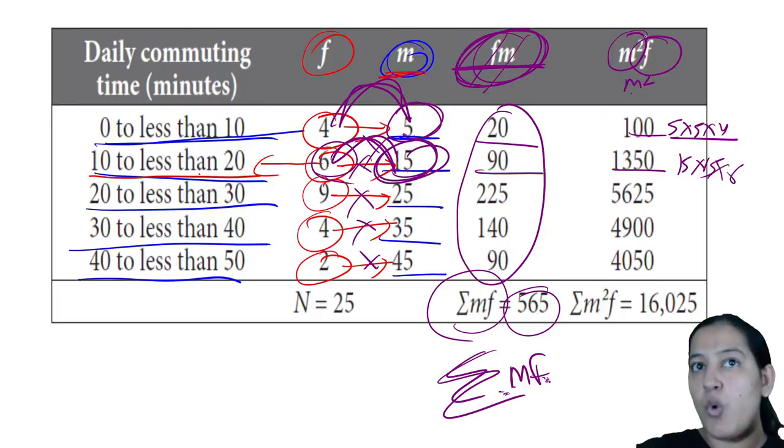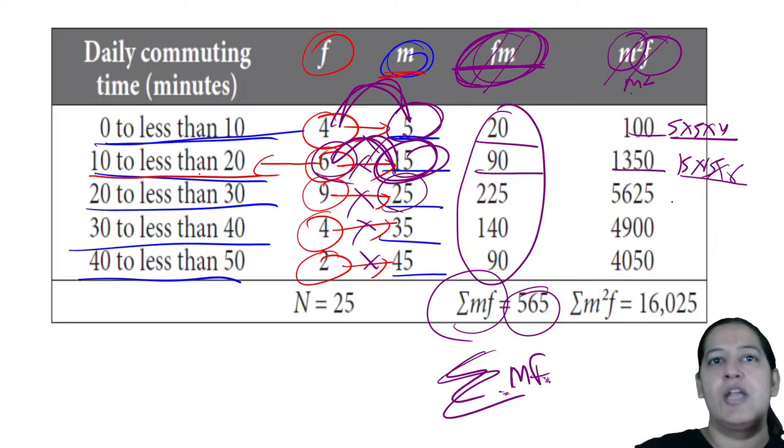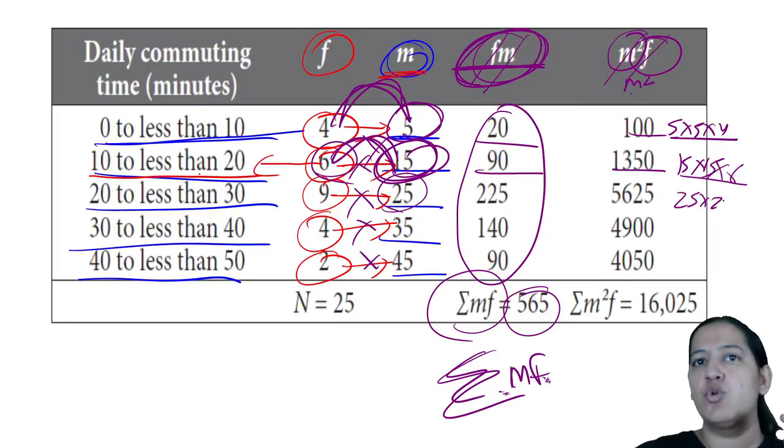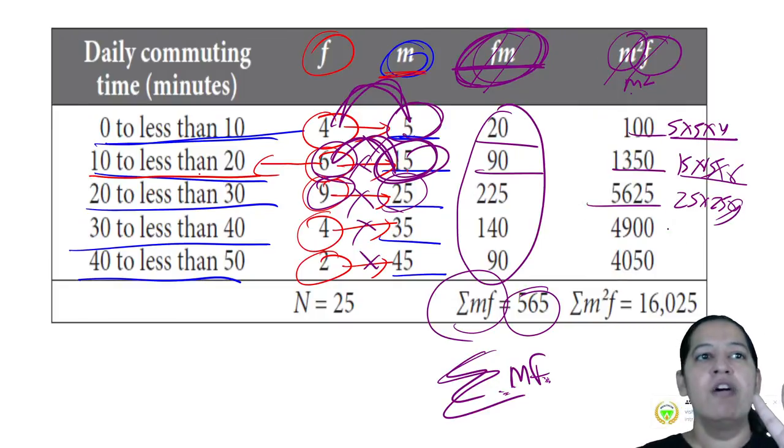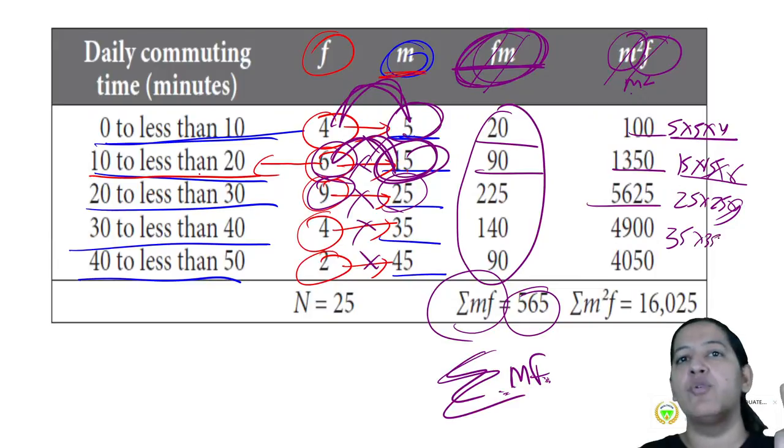So m square f. So 2 times m into f. Heard me? 25 is the midpoint. So 25 into 25. What is the frequency? 9. Do it and see, the answer will be this. You just cross check it using a calculator. In the fourth, 35 into 35 into 4. In the fifth, 45 into 45 into 2.